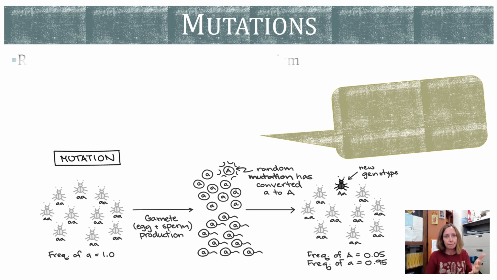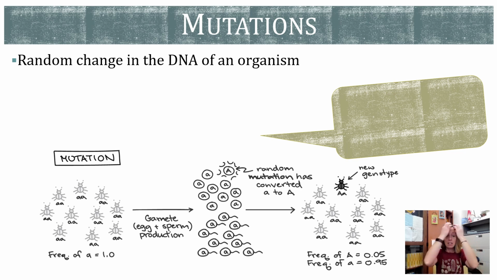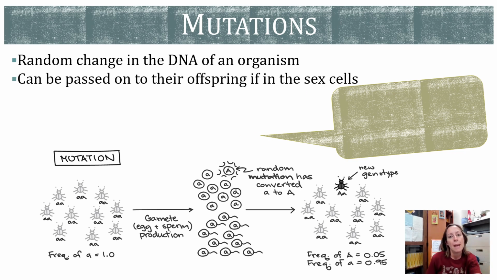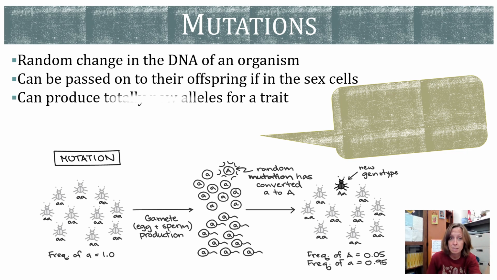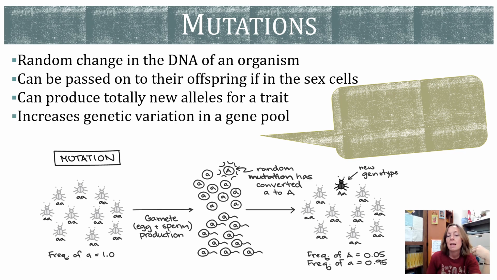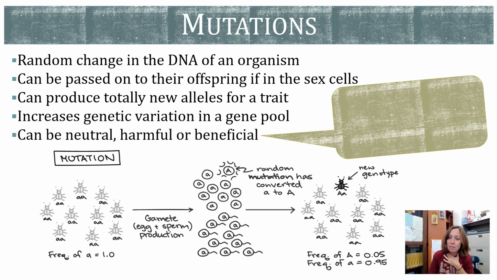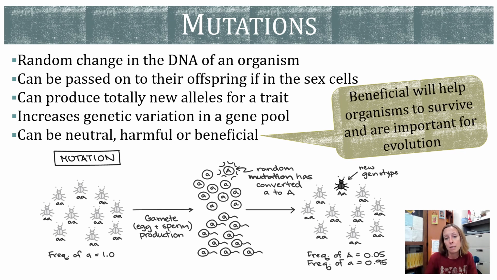Mutations, right? We've talked about these a lot. These are random changes in the DNA of an organism, right? They're passed on if they happen in the sex cells. If they don't happen in the sex cells, then they're not going to be passed on. They can produce totally new alleles for the trait, and they increase the variation in a gene pool, right? Because it's something totally random and brand new, that's going to increase the variation in our gene pool. These can be beneficial, neutral, or harmful. So they can be a good thing. Lots of them are a bad thing, or they may not affect anything at all. We learned about that when we did protein synthesis.